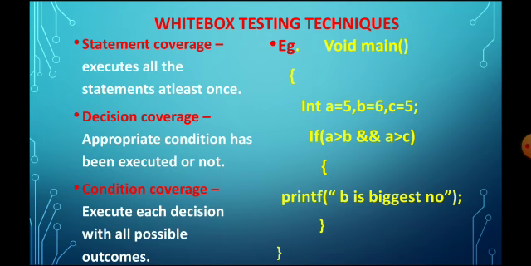Next, decision coverage. What is decision coverage? Based on the condition, whether the appropriate condition has been executed properly or not. Execute each decision direction at least once. Next, condition coverage. Execute each decision with all possible outcomes at least once. So in this program, we check all the outcomes, whether it will be true sometimes or false sometimes.